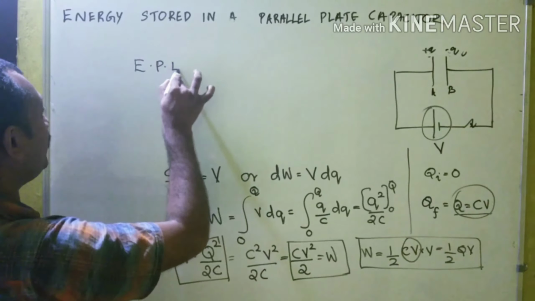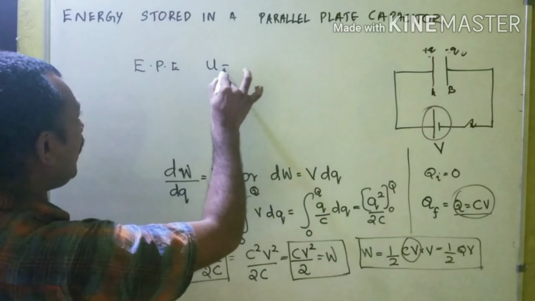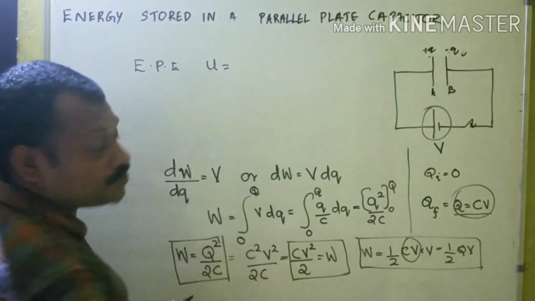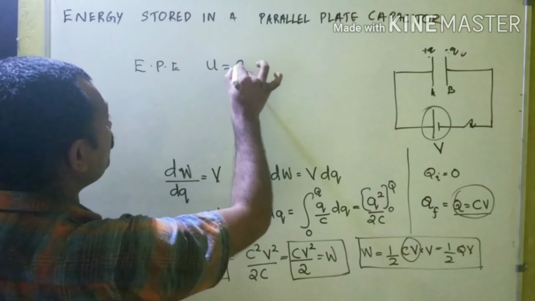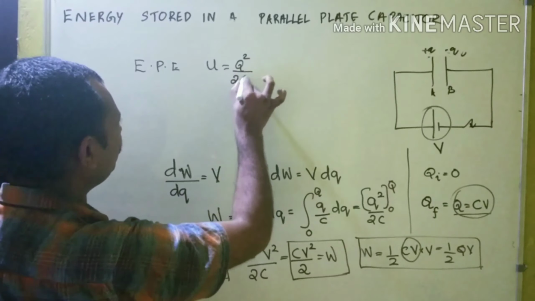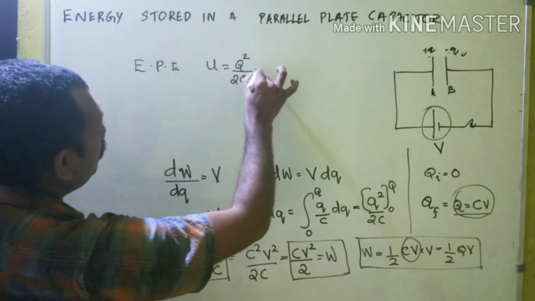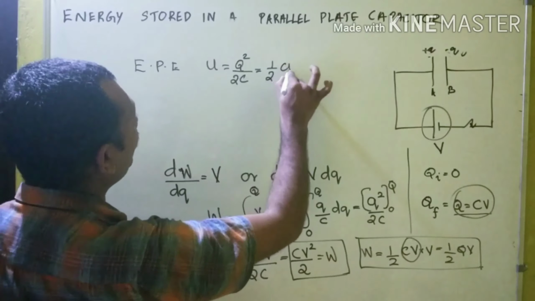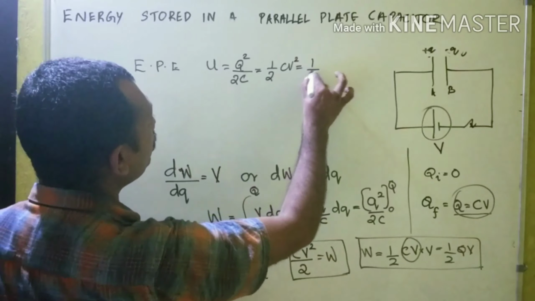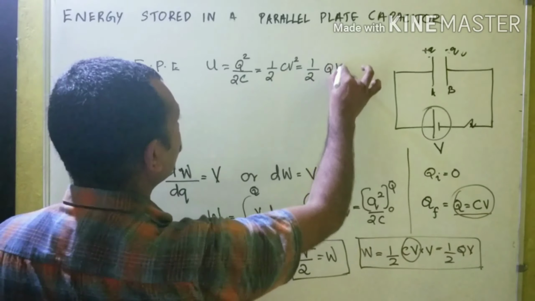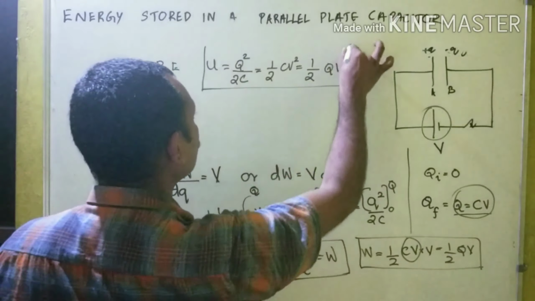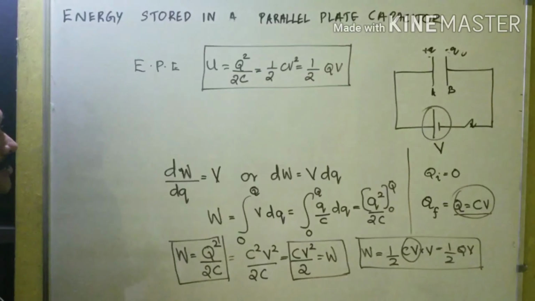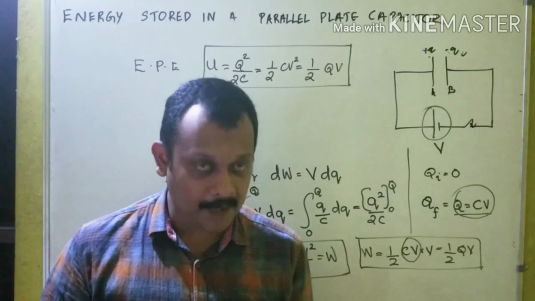Electrostatic potential energy U. And I can now say the formula for electrostatic potential energy stored in a parallel plate capacitor is Q square by 2C. This is also equal to half CV square. This is also equal to half QV. This is the formula for the electrostatic potential energy of a parallel plate capacitor.